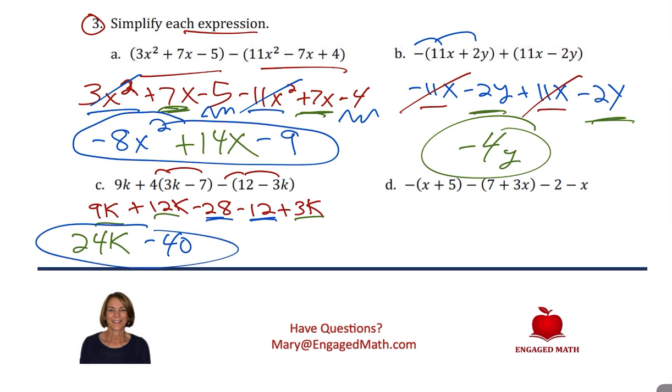All right, let's look at D. For D, we're going to distribute that negative. So we're going to get a negative x minus 5. This negative is also going to distribute. So minus 7 minus 3x minus 2 minus x.